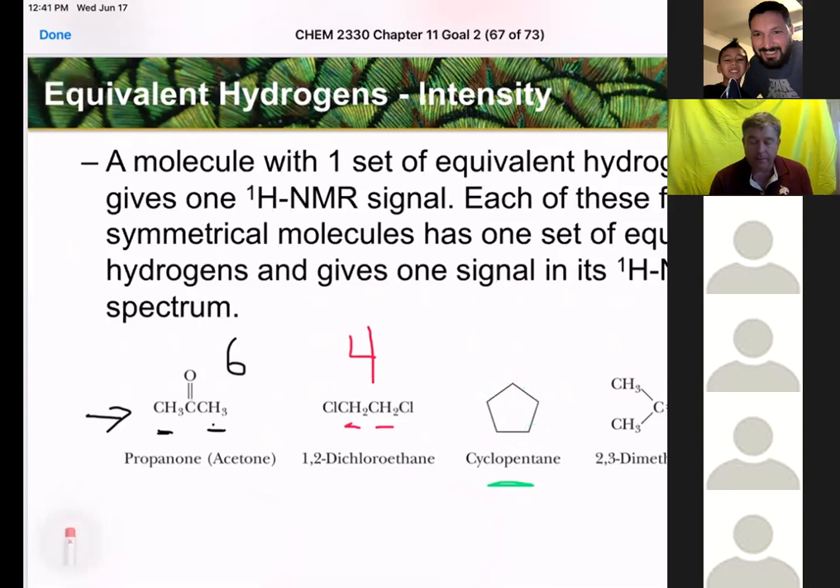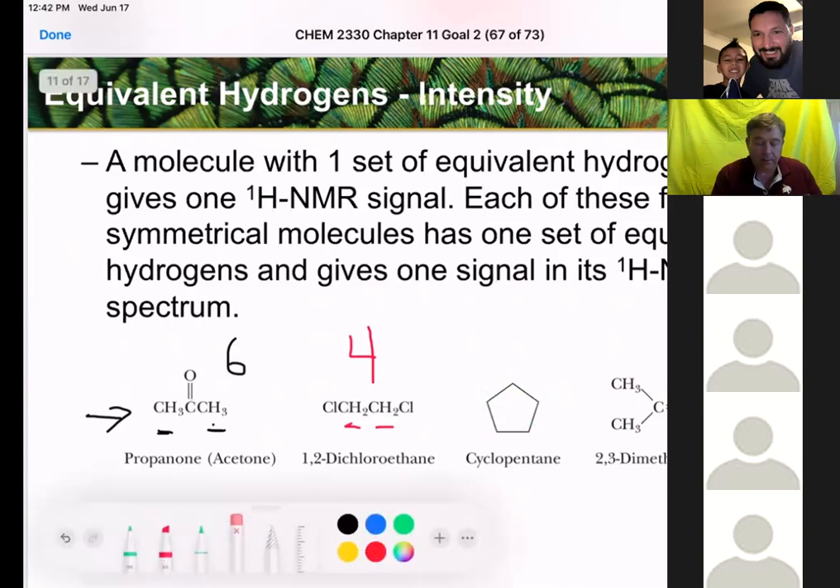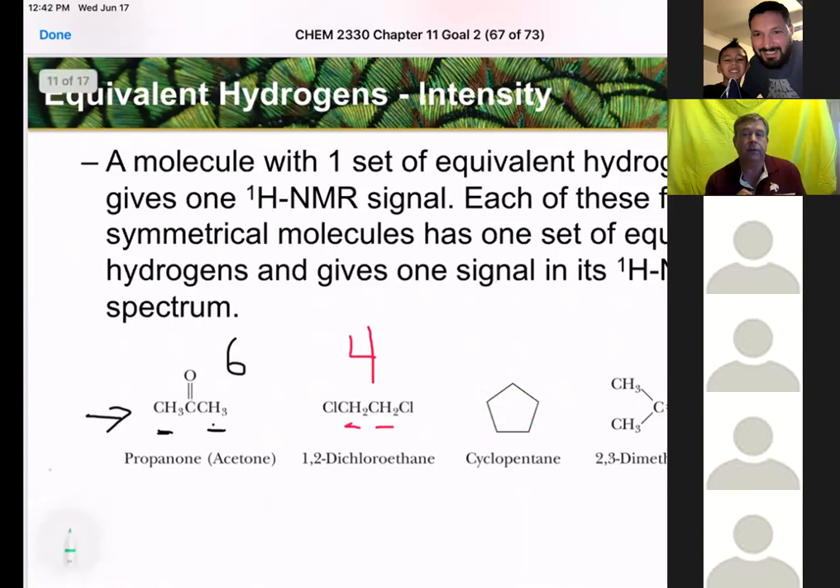Okay, that being said, now that we think they're all equivalent, what would the intensity be? Remember, there's 2 hydrogens on each of those CH2s. So we're going to have an intensity of 10. Yes, that's right. Okay, so number of peaks by different types of hydrogens. Equivalent hydrogens give us our intensity, and it's the actual hydrogens.